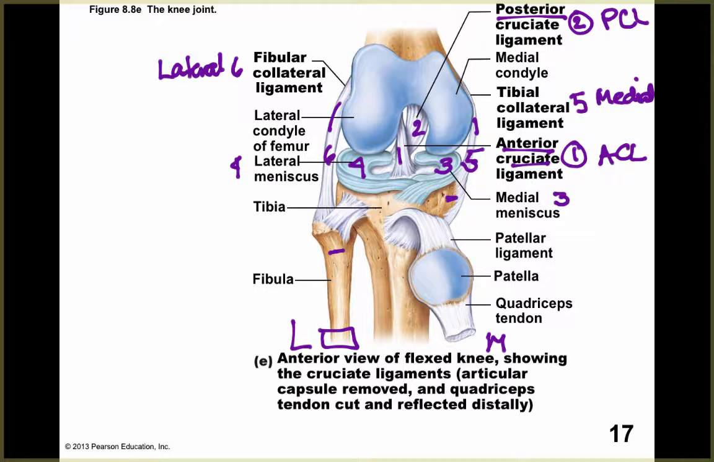And you can see here, the patellar ligament is towards the bottom of the patella, and then the quadriceps tendon is at the top. So this would basically be going up and covering this whole knee joint.